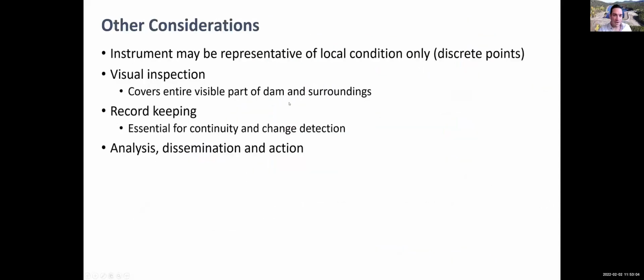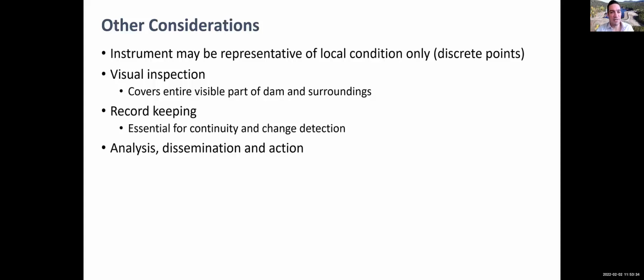So other considerations: an instrument may be representative of local conditions only. We talked about that throughout the past 2 hours. Remember, that point may not show as loudly what the conditions may be if it's far away, right? Because we're at a discrete point. If it's several meters away, we might not be capturing how bad it might be. So we have to always be thinking about that.